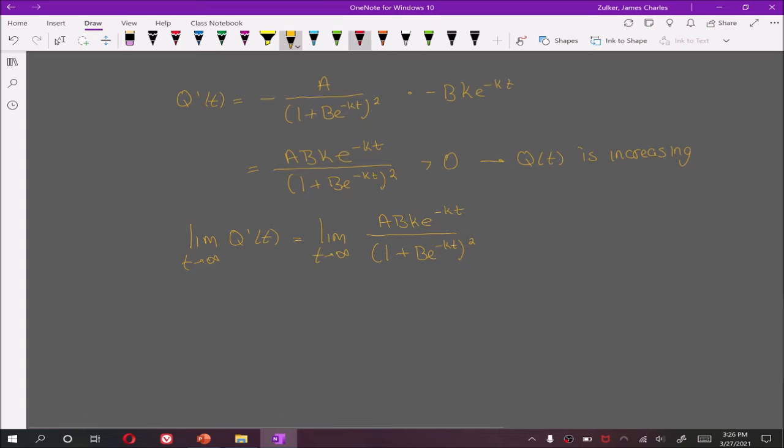Right? Now this e to the negative kt will go to 0, as will this one down here. We're left with 0 over 1. So this limit is 0, which means that the rate of growth is decreasing. A more in-depth analysis will show that the rate of this decrease is actually pretty quick.